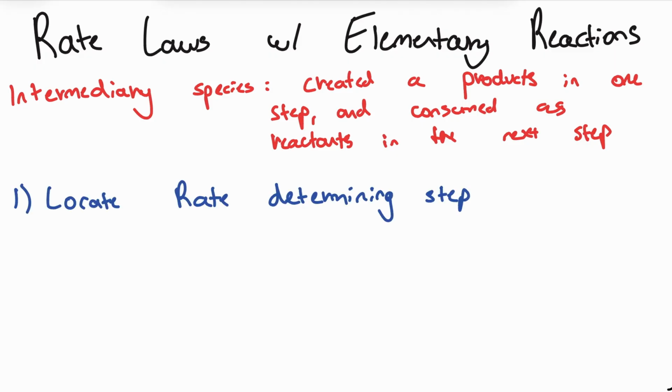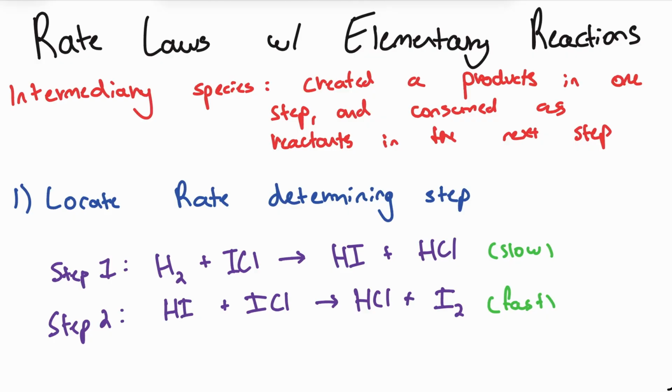To start off, our first step is going to be locating the rate determining step. Below, I've written out an elementary reaction, and it has two different steps. As you can see denoted on the right side, these steps are going to progress at different speeds. Some are going to be fast, and some are going to be slow. Our overall reaction can only proceed as fast as the slowest step. That's why we name the slow step the rate determining step. When writing out our rate law, we are only going to include the reactants involved in this rate determining step.